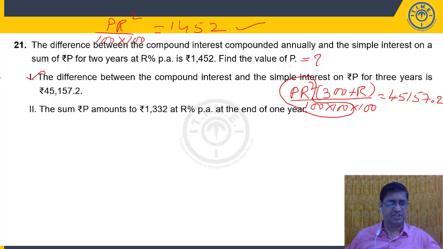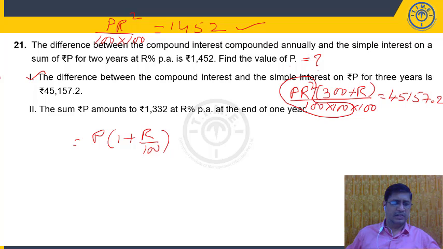Now let's look at the second statement. The P amounts to rupees 1332 at R% per annum at the end of 1 year. At the end of 1 year, whether it is simple interest or compound interest, it is the same. So what is the equation? P into 1 plus R by 100 whole power 1 at the end of 1 year. What is the amount? It is 1332. Okay, now simplify this.